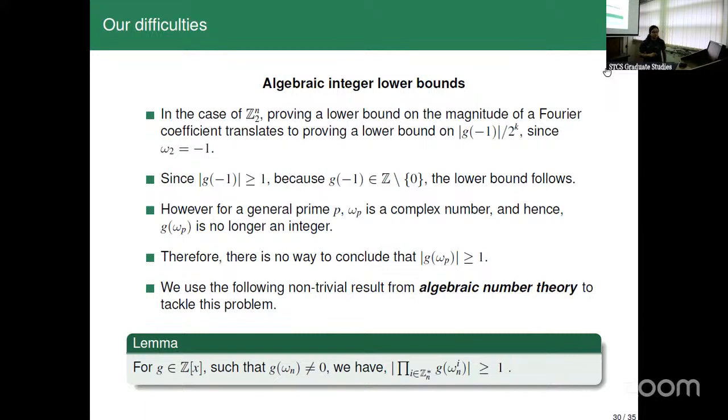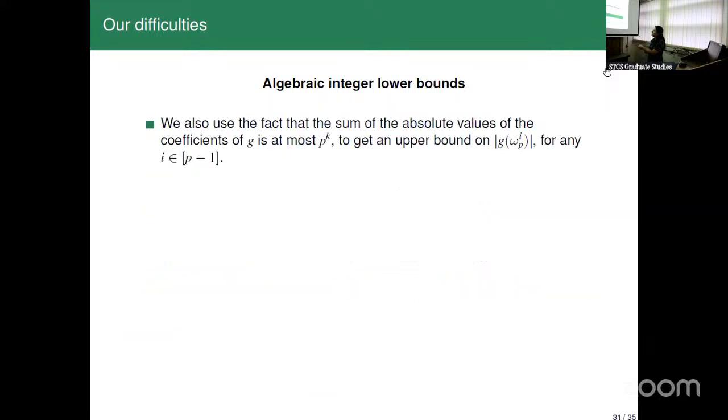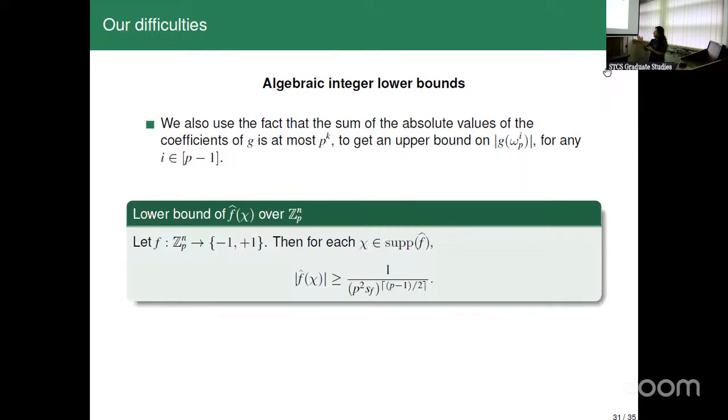Is this some classical lemma or what? No, there was a paper. I don't exactly remember it now. And so using that and the fact that the sum of the absolute values of the coefficients of g is at most p to the power k, we get this lower bound.